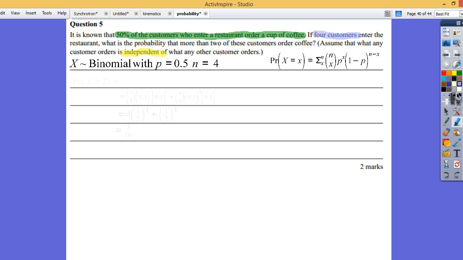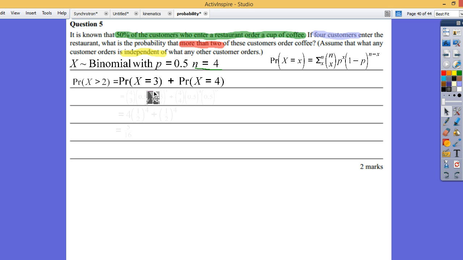Now, what does the question actually ask me to find? What is the probability that more than 2 of these customers order coffee? That's like finding the probability that X is greater than 2. Because it's an inequality, I'd normally use the binomial CDF. But because it's an exam, I have to show some working out for my 2 marks. So up to n equals 4, I've got 2 possibilities: more than 2 is when X is 3 plus when X is 4.